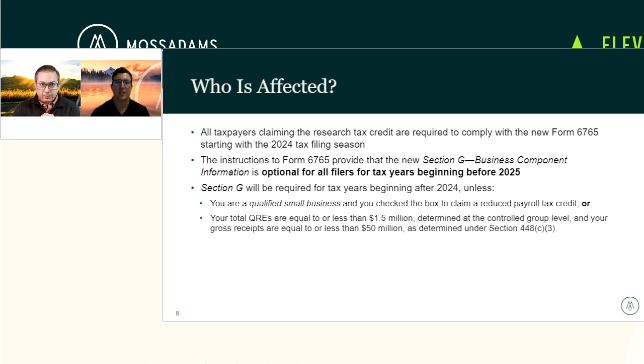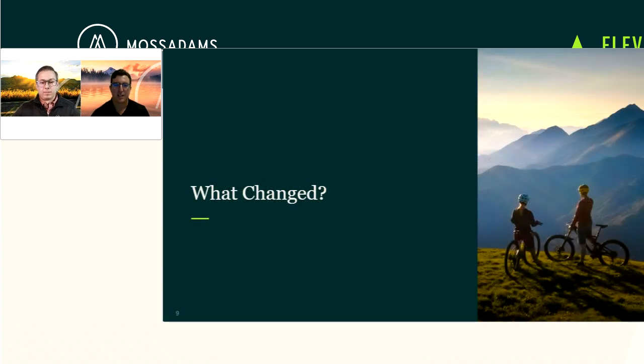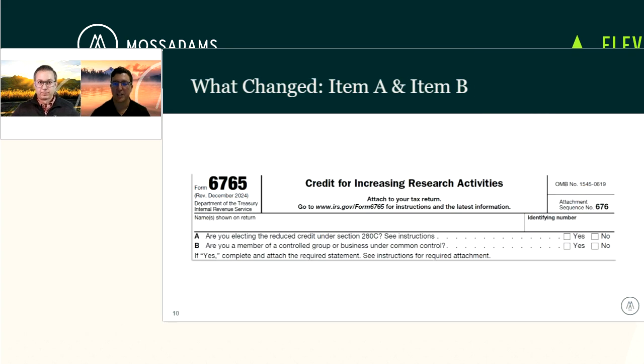So the good news here is that we really have a phased approach to these new form requirements, with Section G arguably being the most challenging, and we'll dig into that shortly, being optional for this first 2024 tax year. So let's dig into what actually changed in the form. We're going to walk through the form itself and highlight some of the key changes made throughout.